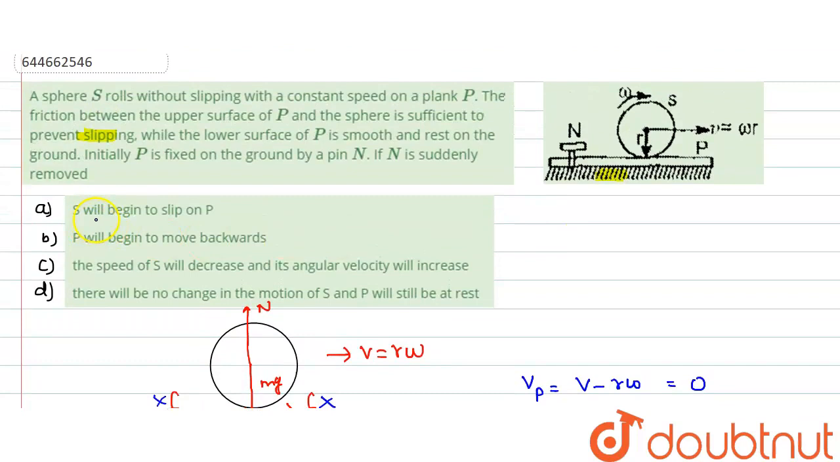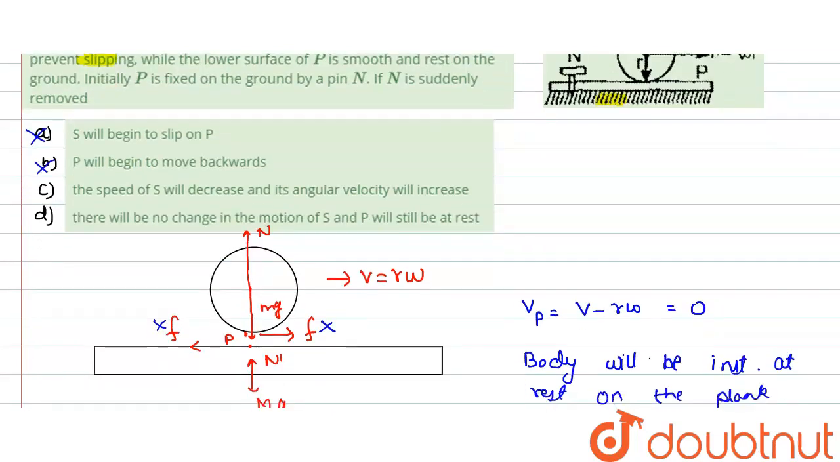So S will slip? No, it is wrong. P will begin to move backward? No, why would it move backward? If there was a frictional force, then it could move backward, but it will not move because there is no friction. The speed of S will decrease and its angular velocity will increase? Speed would not decrease, neither would the angular velocity increase, because there is no frictional force to create the torque. Only if there is torque can we increase the angular speed. So there is no friction, no torque, so there is no change in the motion of S, and P remains at rest. So D would be the correct option.